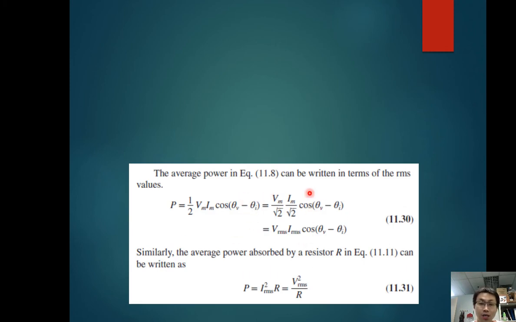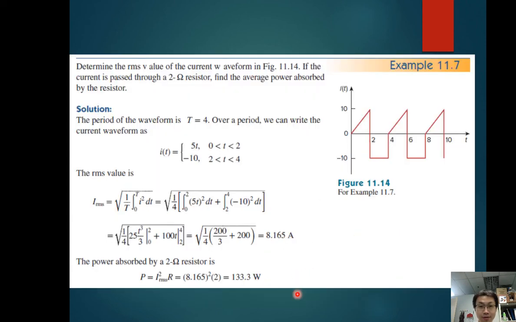So let's find the average power. We also can find the average power if let's say we have Vm and Im. We can change it into this form, and we find that Vm divided by square root 2 is the V RMS form, and Im divided by square root 2 is the I RMS form. So the average power in terms of RMS value becomes P equals V RMS times I RMS times cos(theta V minus theta I). Then we can also write in this form, where P equals I RMS square times R equals V RMS square divided by R.